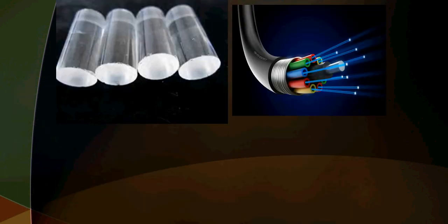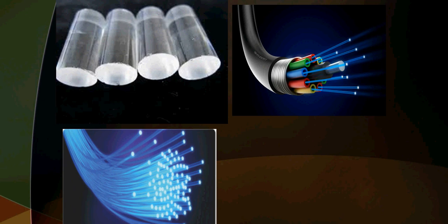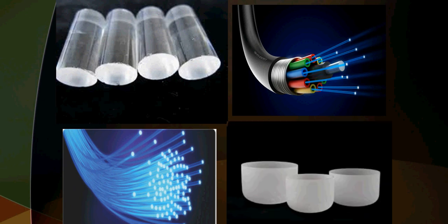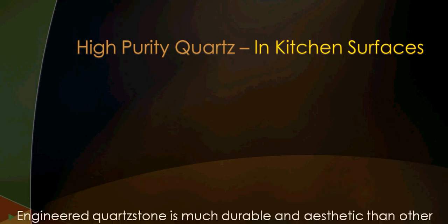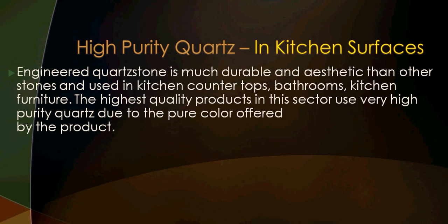So these are some high purity quartz products. On the left hand side, this is high purity glass. On the right hand side, optic fibers. These are crucibles. And this is high purity quartz in the kitchen surface.